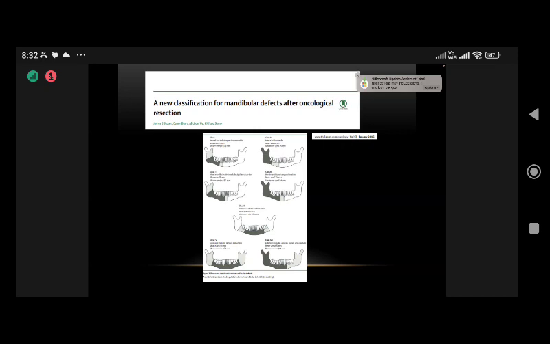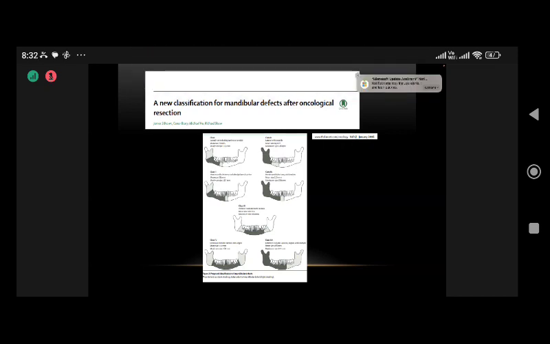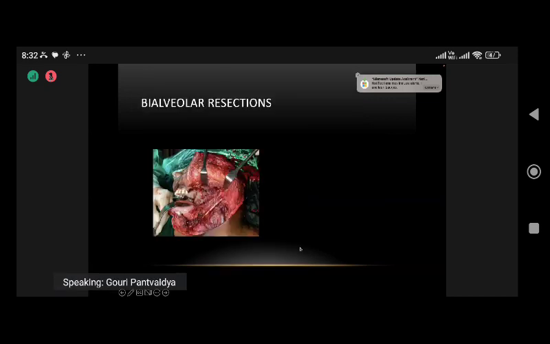James Brown is the person who has really done a lot of work on mandibular resections and the type of invasion of the mandible. And here are class 1 to class 4 defects of the mandible.